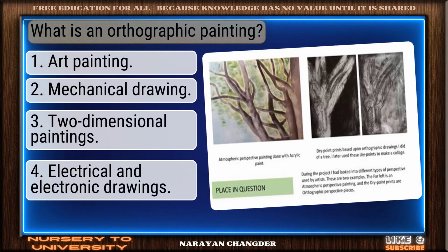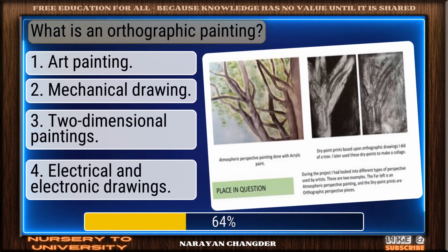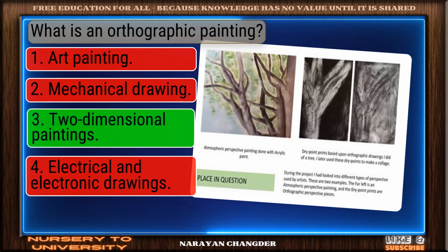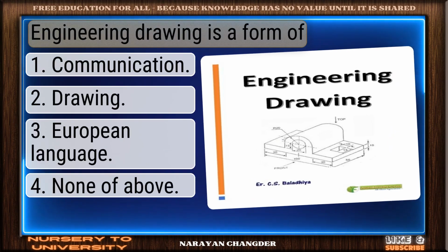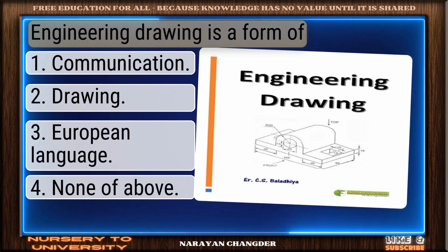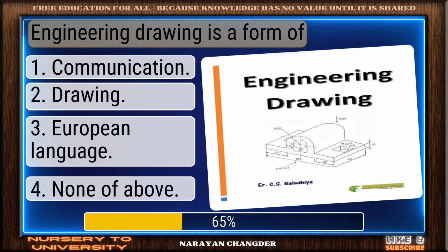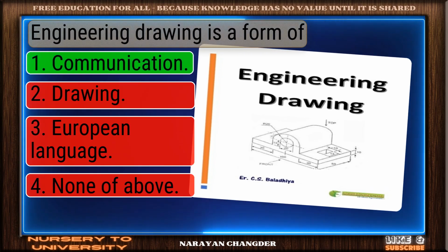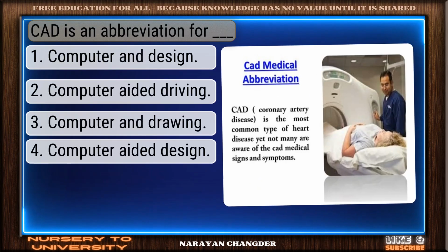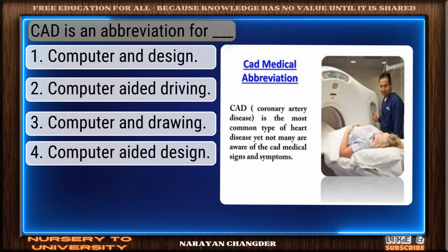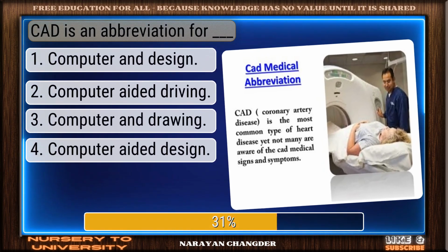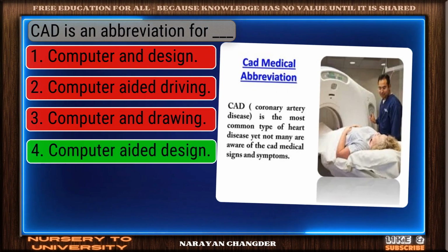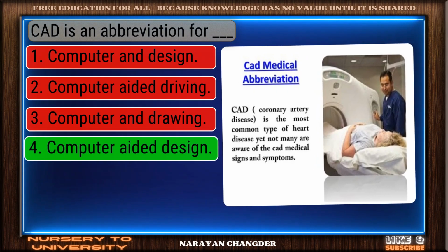What is an orthographic drawing? Solid response. Two-dimensional drawings is a valid choice. Engineering drawing is a form of. Sharp thinking. Communication is the right choice. CAD is an abbreviation for dash. Nice work. You chose computer-aided design and it is correct.